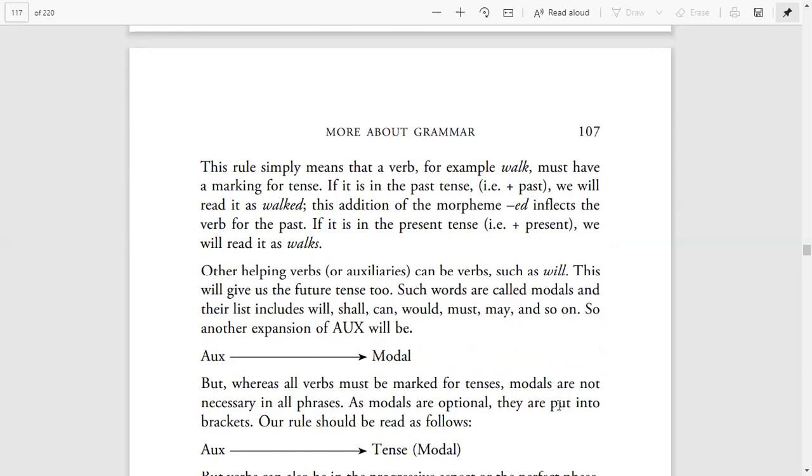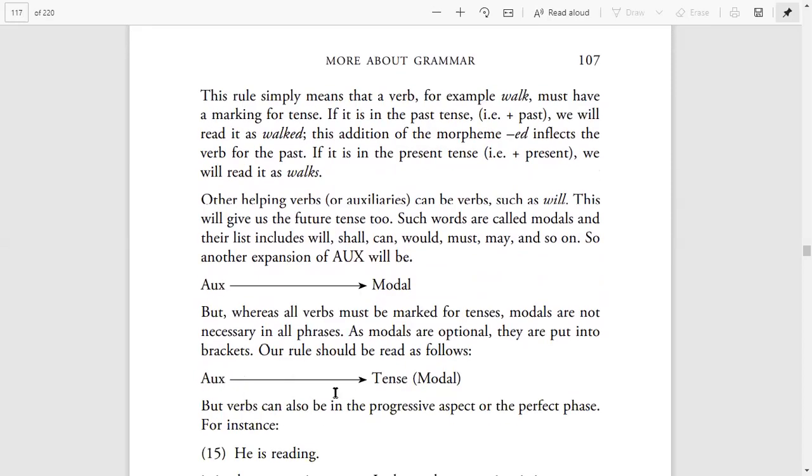As modals are optional, they are put into brackets. Our rule should be read as follows. Yes, of course, we have tense, we have a verb in a sentence, but we do not always have modal auxiliaries in a sentence, right? So we are putting this modal in a bracket. It shows the optional position of this modal verb.